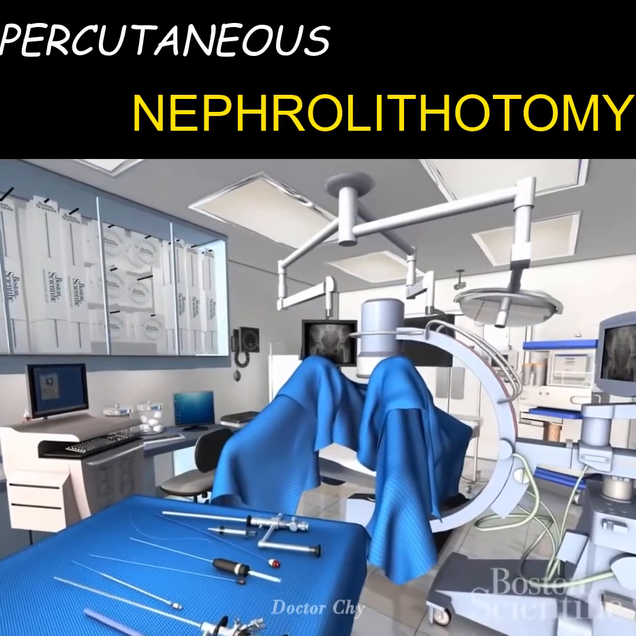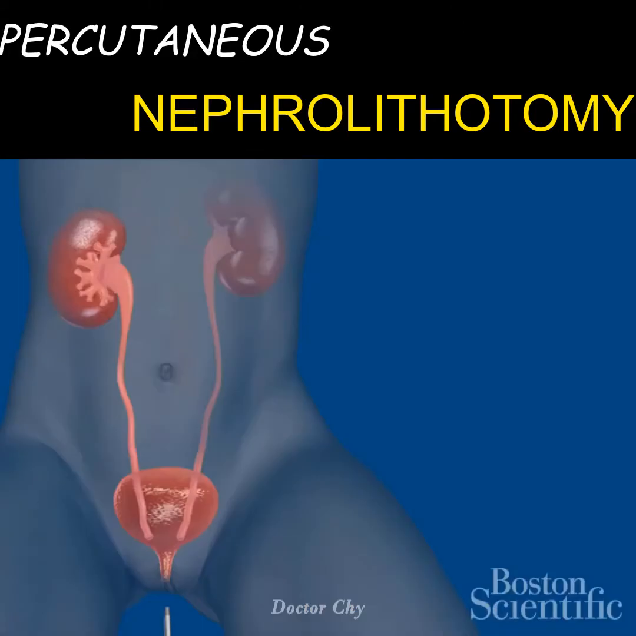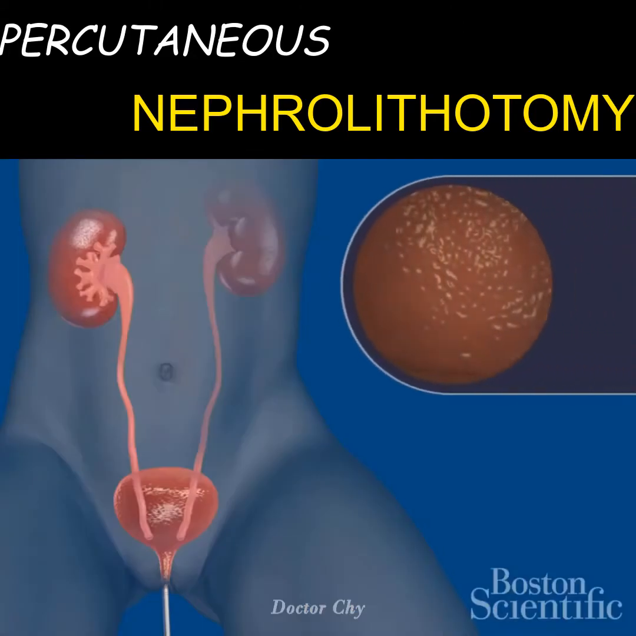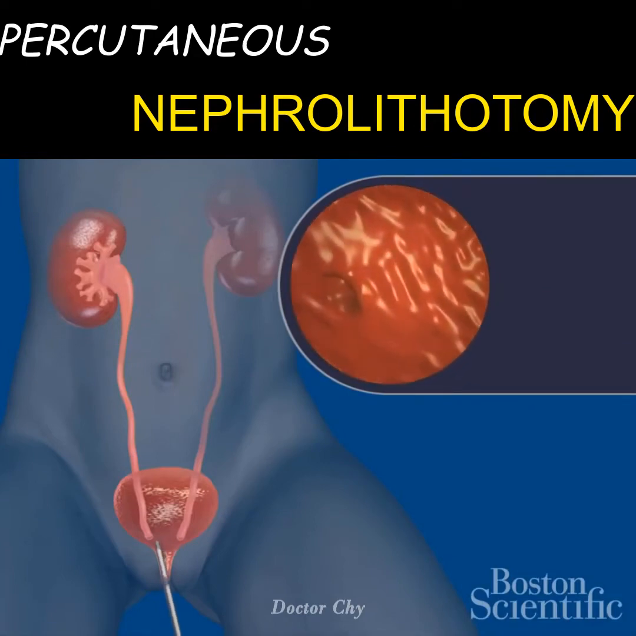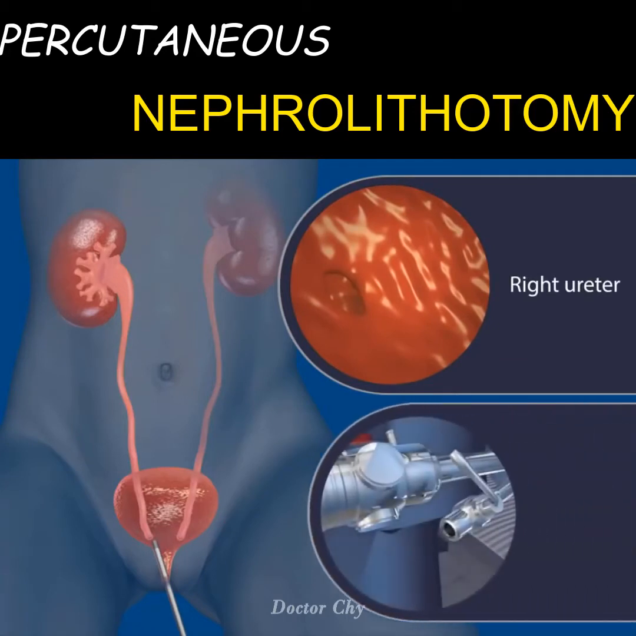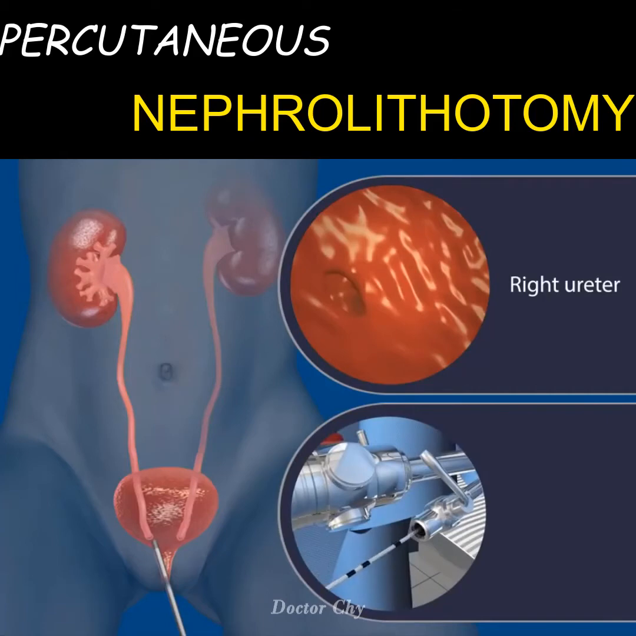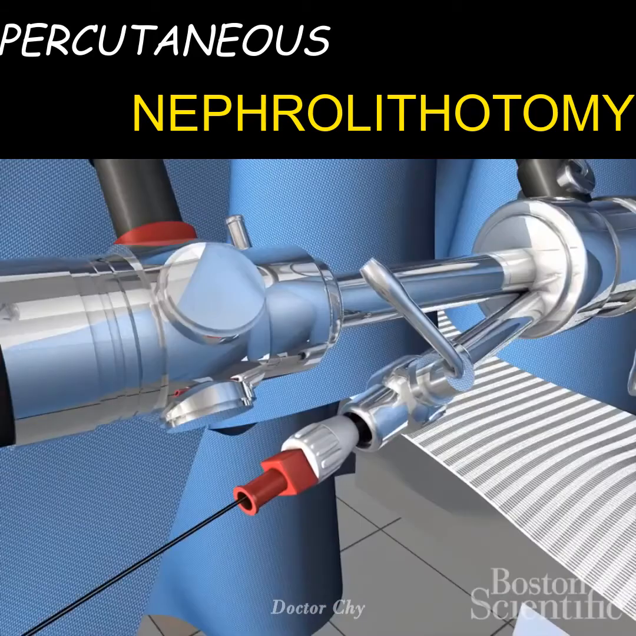This patient has a large stone in her kidney. Insert the cystoscope. Insert the catheter into the patient's ureter. Insert the guide wire through the catheter up to the kidney.